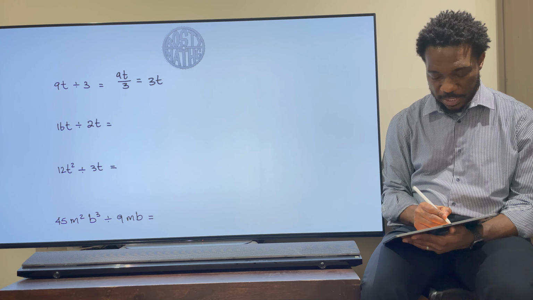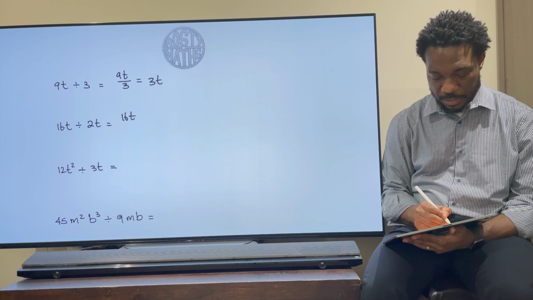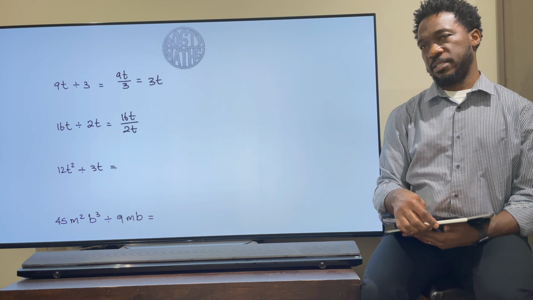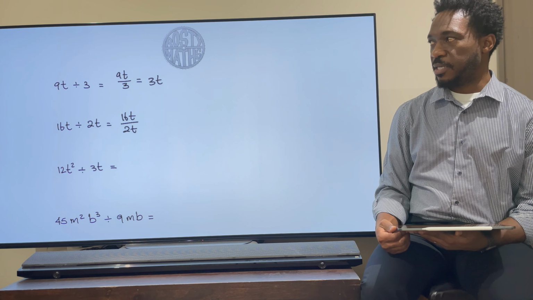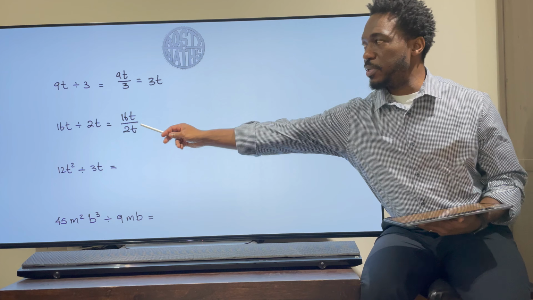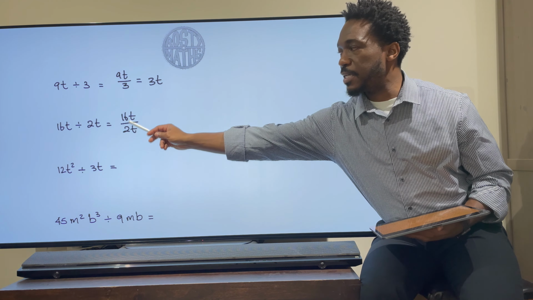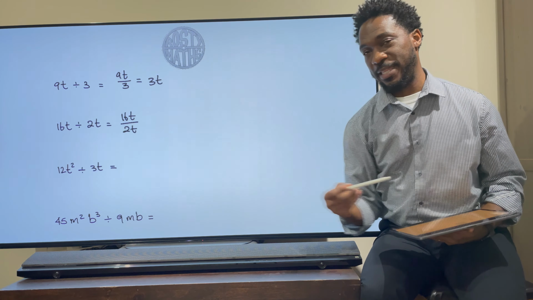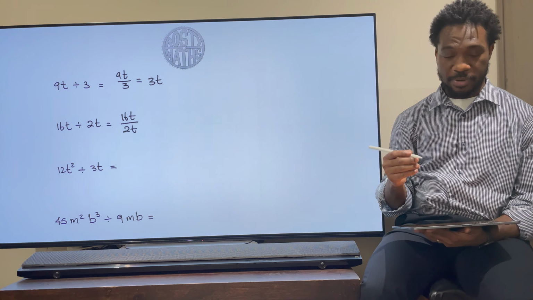So on the next one, I've got 16t divided by 2t. Now the reason why I'm writing this as a fraction as well is because from my many years of experience, I have noticed that lots of students don't know that when they see a fraction, it actually means divide. It actually means this divided by that, okay? But it does, right? So let's go.